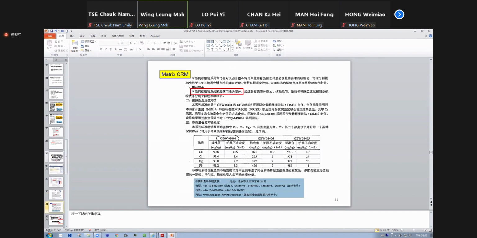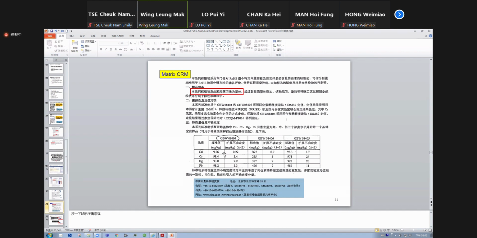We go to another matrix CRM purchased from China. In the Chinese organization, they will give you this number, GBW, which gives you the chemicals. Maybe this chemical is another one. This one is another chemical.